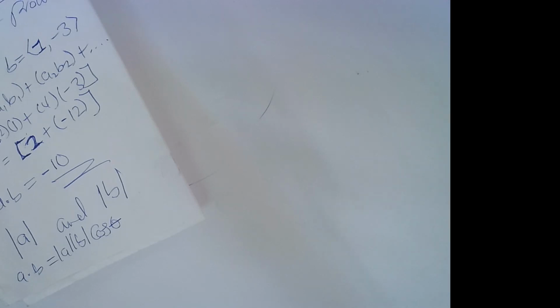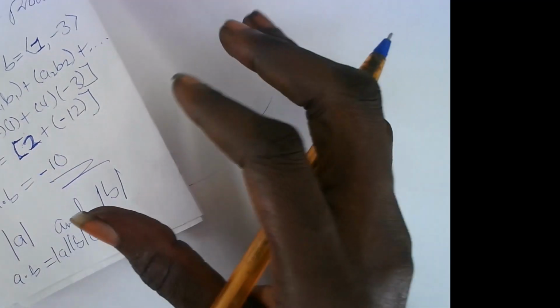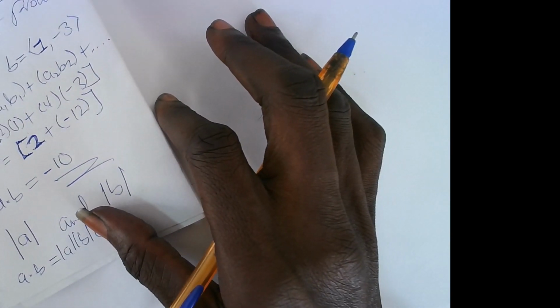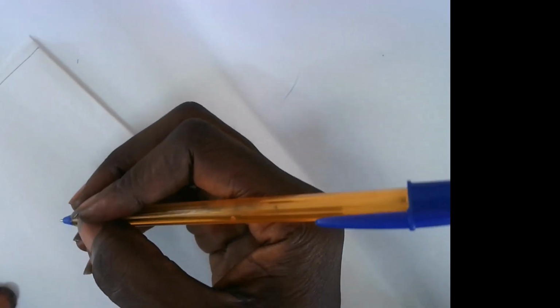Okay. So now let's see a very simple example. Let's say that vector A is 2, 2, negative 1, and vector B is 5, minus 3, 2. They want us to find the angle between vector A and vector B.